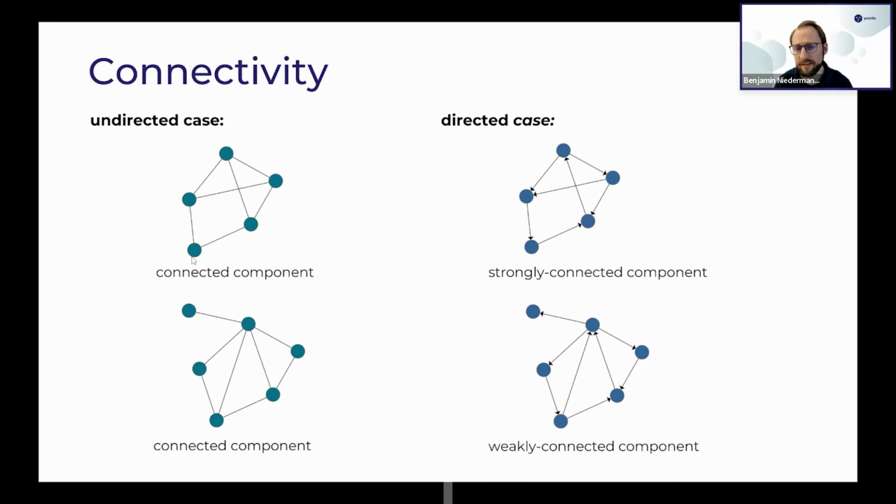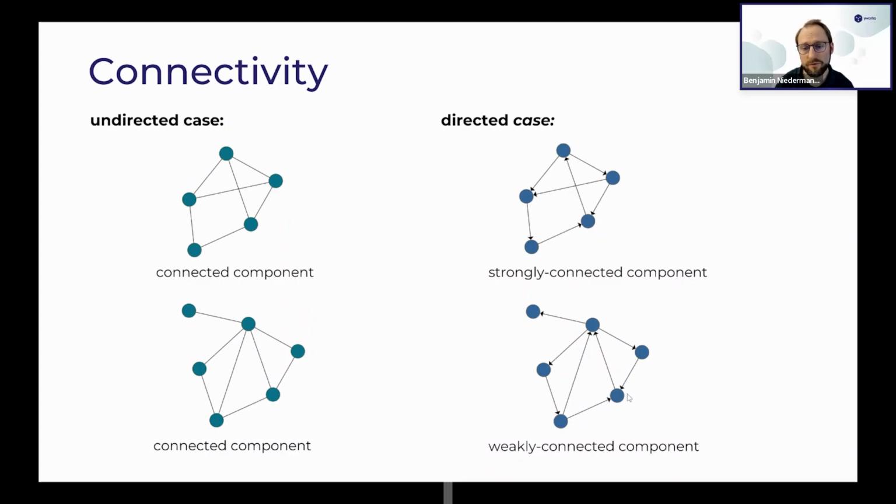For the directed case, there is further information that you can also take from this. So for example, there are strongly connected components and weakly connected components. Strongly connected means that every node can be reached by a directed path from another node. So here it's very obvious. We have multiple cycles inside. So this node can be reached from any of the other nodes using these directed edges.